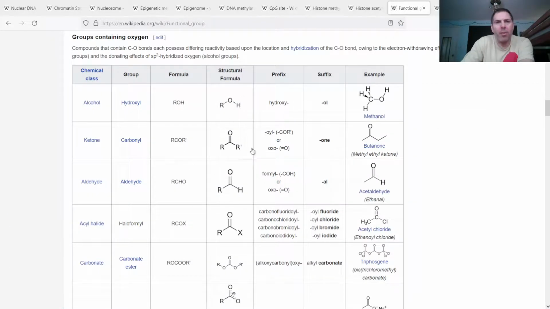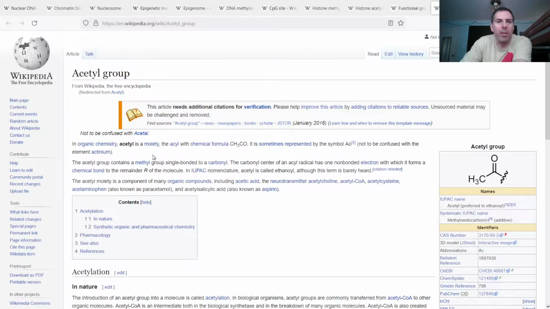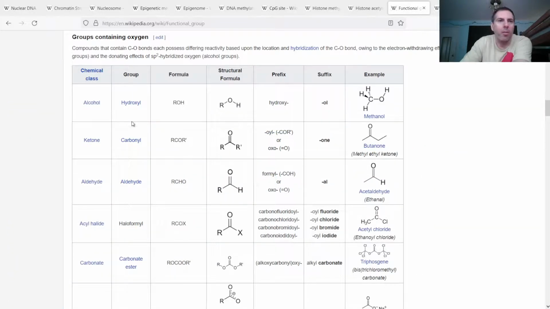The methyl group is pretty obvious. It's just a carbon with 3 hydrogens, but the acetyl is not actually listed as a functional group. It's kind of this generic form here where X is a methyl group. So you can see the acetyl group here is kind of listed as a moiety because it's a common thing, but it's a little bit more specific than the generic functional group for it.